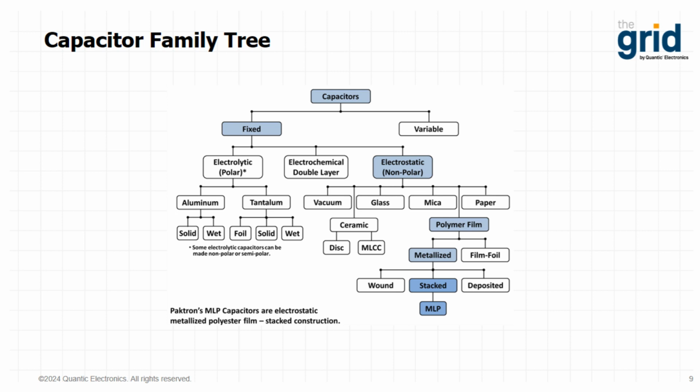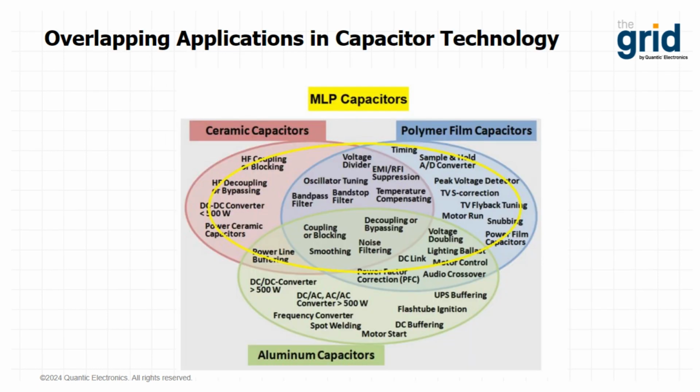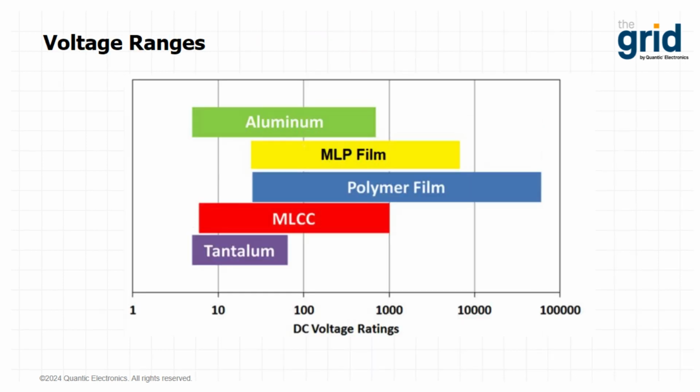technologies that exist. As you can see by this diagram, there's a lot of overlapping applications between different capacitor technologies and their uses. The MLP, which is the specific technology that's proprietary to Pactron, the stacked multilayer polymer capacitor, overlaps what ceramics and polymer films can do. Similarly, if we look at voltage ranges, the sweet spot for the MLP film is right in between what we see for multilayer ceramic and polymer film.